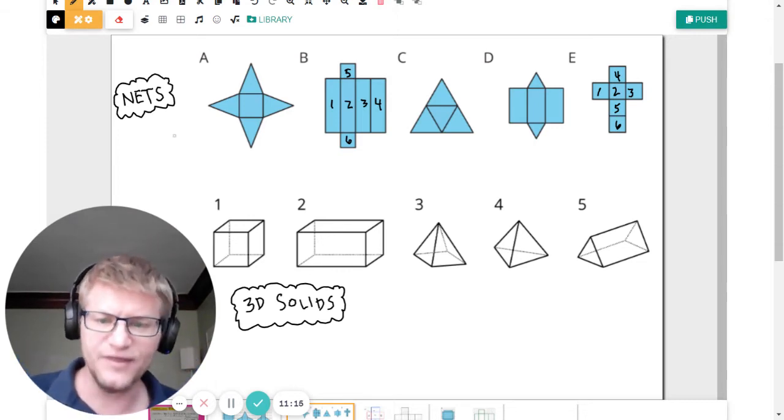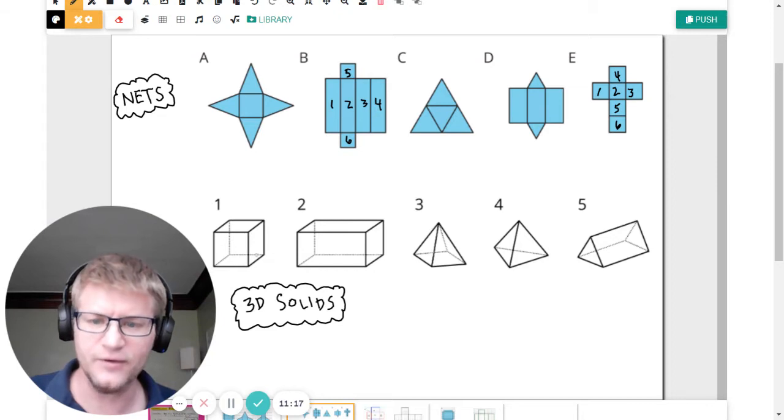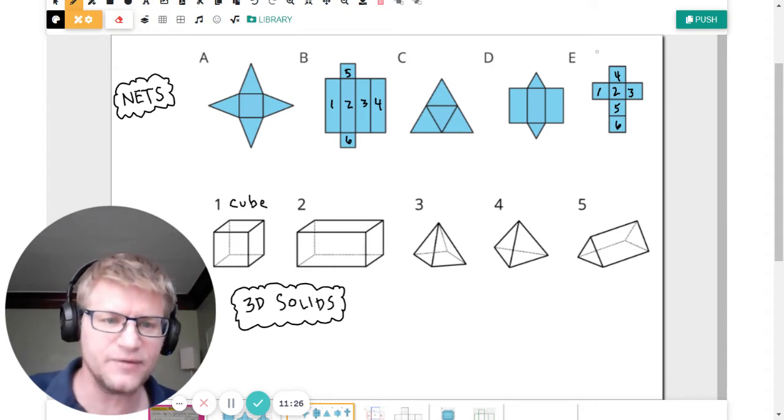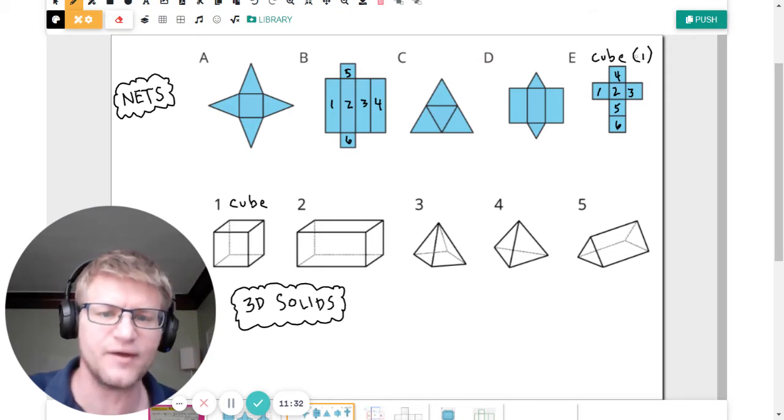So this one, number 1, right here, is a cube. Notice that all the sides are the same. So we're going to call this one a cube, right? Number 1 is a cube, and that means this, right up here, this E is a cube. It's number 1. So we're going to say cube, and we're going to say number 1. I'm guessing you guys got that one.